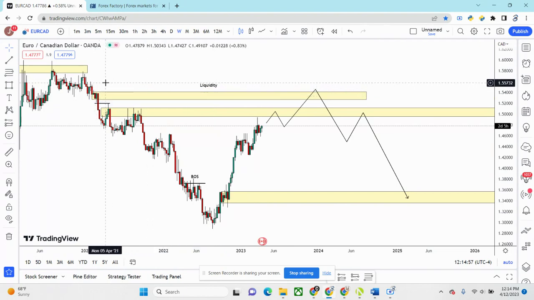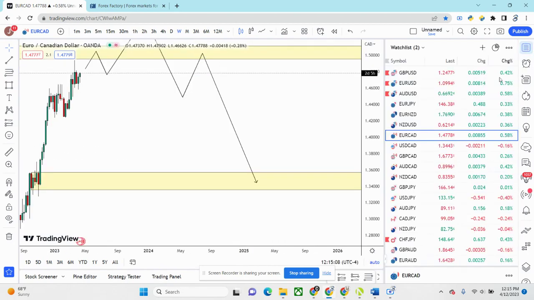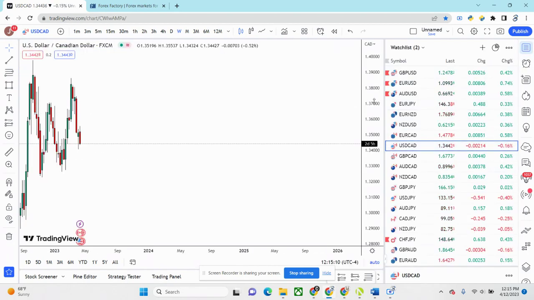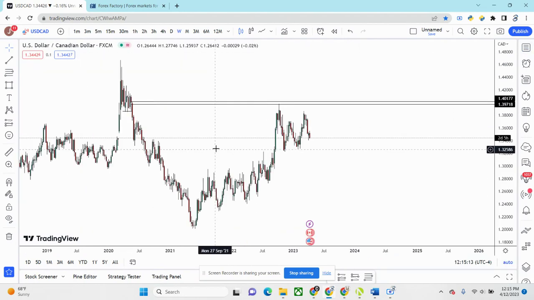Possibly where they push price up just to kind of get a quick, better price. They push price up to sell it off. They may want to come back and close out their buy orders. So that was Euro CAD. Now let's look at USD CAD.